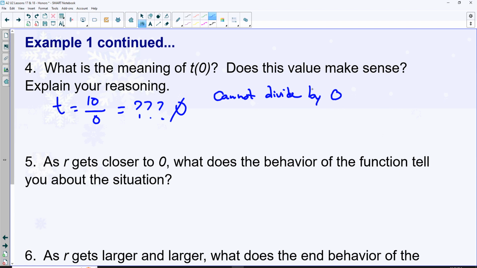Also, it's impossible to measure time because he's not moving. Okay. But as r gets closer and closer to zero, let's say he actually is traveling. He's moving slow. What does the behavior of the function tell you about the situation? Well, if he's getting slower and slower, the time is increasing.